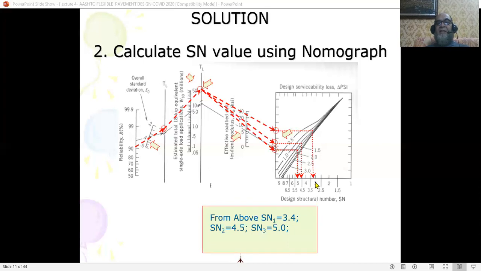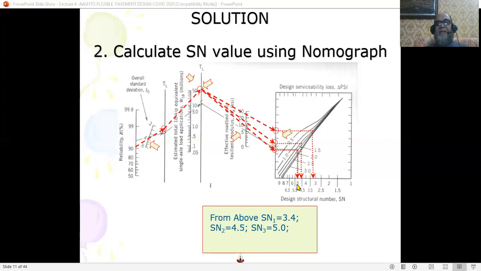For instance, this is 3 and this is 4, right? So you will know that your structural number is between 3 to 3.5. That's why I say this is 3.4. It can be an approximate value. Now, what we do, we have this 4 and this is 5. So we say this value is 4.5. That's why the SN2 value is 4.5 and the SN3 value is 5. As you can see here, it's directly on the 5.